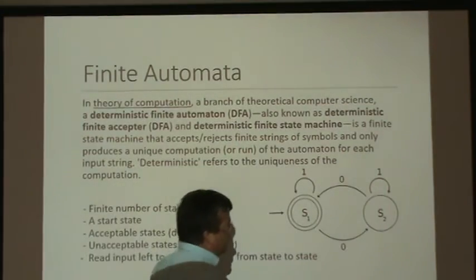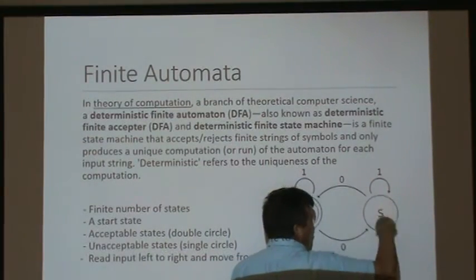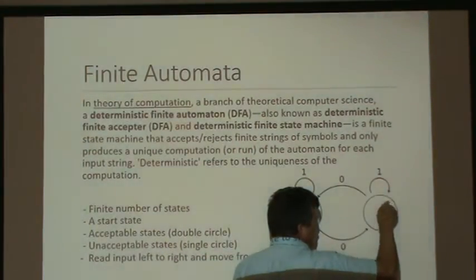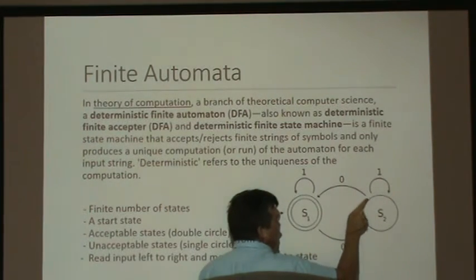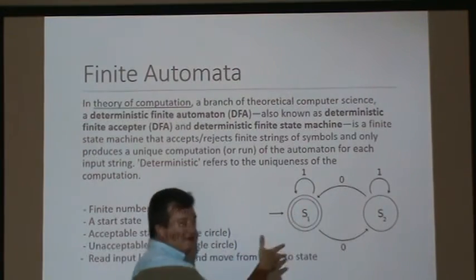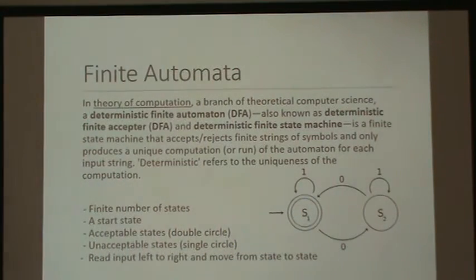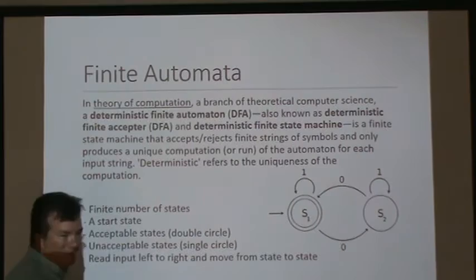Now from this state I could read again as many 1s as I want, and I'm no good, no good, no good. Then if I read another 0, I come back to this state, now I'm good again. So what language is this automaton trying to say yes or no to?